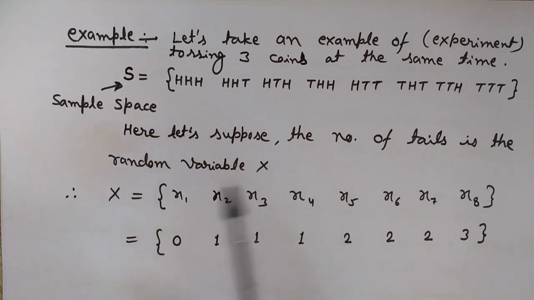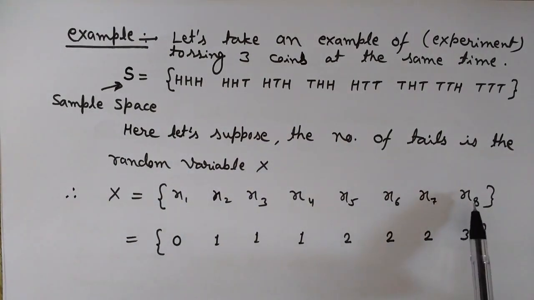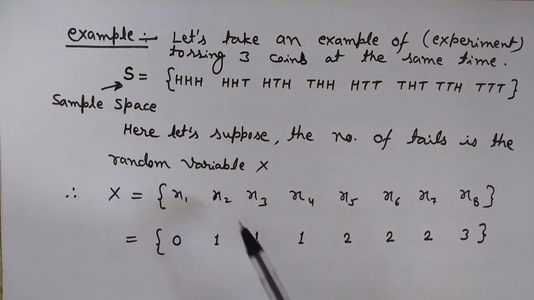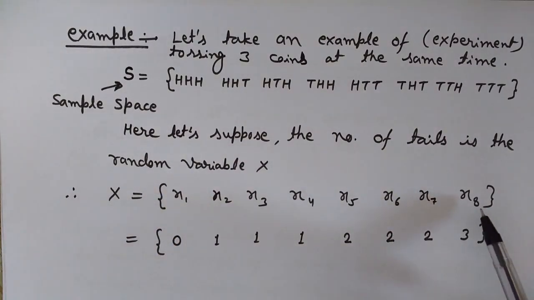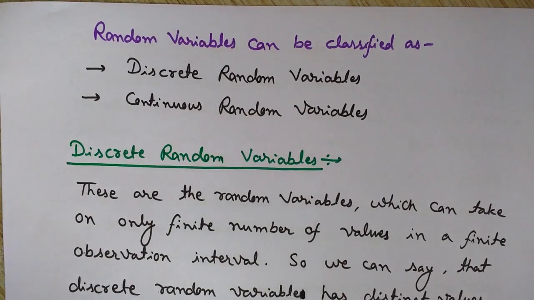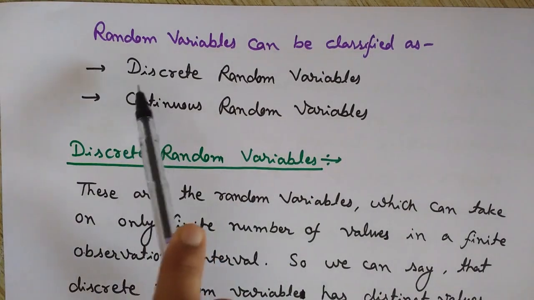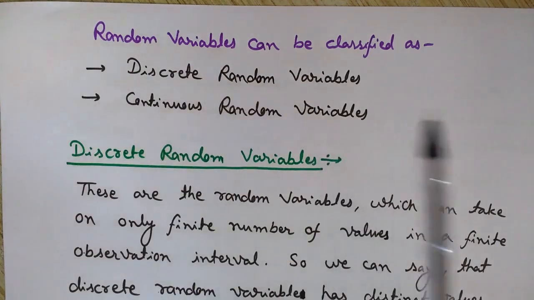So this is a discrete random variable. As I told you that there are 2 kinds of random variables, continuous random variable and discrete random variable. So this is an example of discrete random variable, as we have finite number of outcomes, and these values are denoted by x1 to x8. Okay, so now we will see types of random variables. Classification is discrete and continuous random variables.